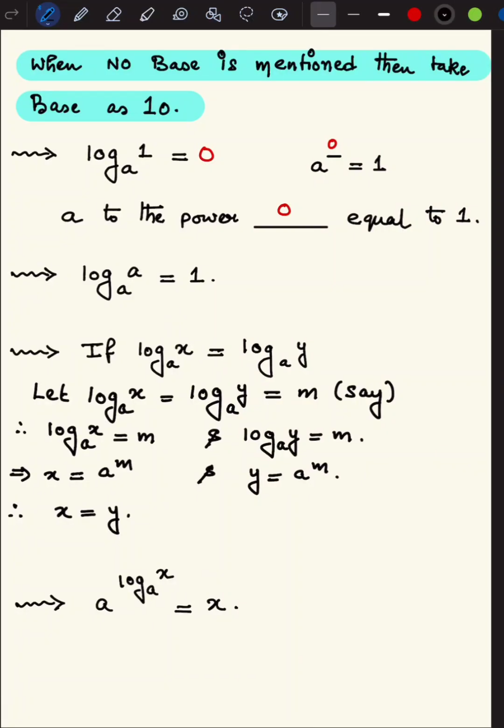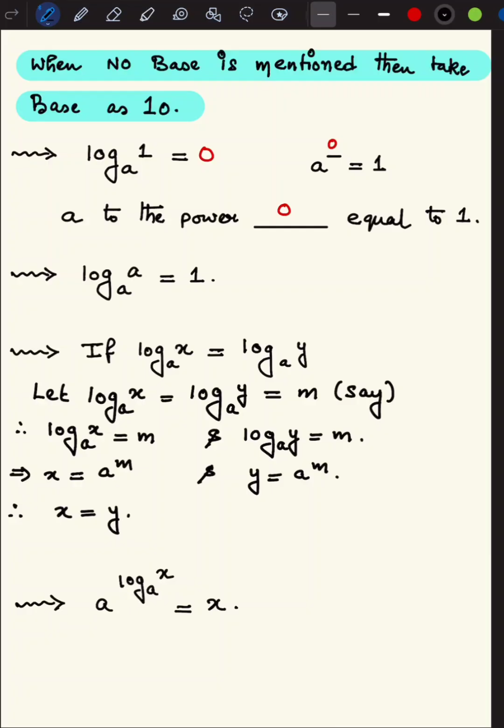In some cases we can find that there is no base mentioned. When no base is mentioned, then we can take the base as 10 or e. I am not taking e because it is not mentioned in this chapter. We will get to it in higher classes.